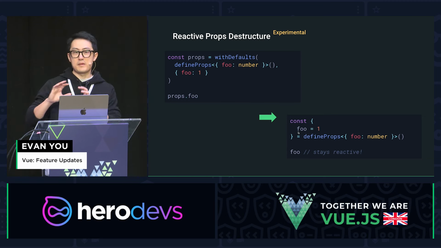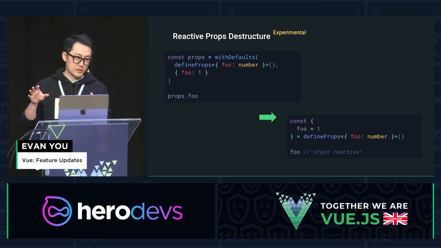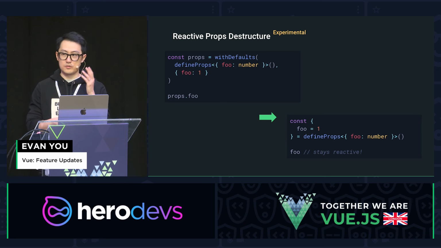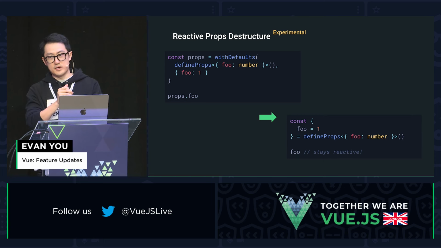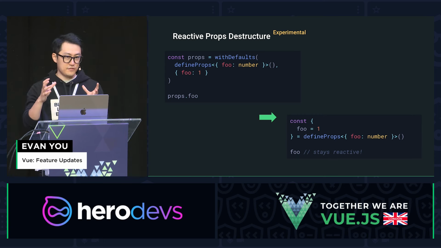But what if we can make it reactive? And that's exactly what we're doing here. So if you opt into the experimental reactive props destructure feature here, you can destructure with default values and everything. And this foo will stay reactive. Say when you use it in a computed property, when you use it inside a watch effect, or you return it from a getter, it will stay reactive.